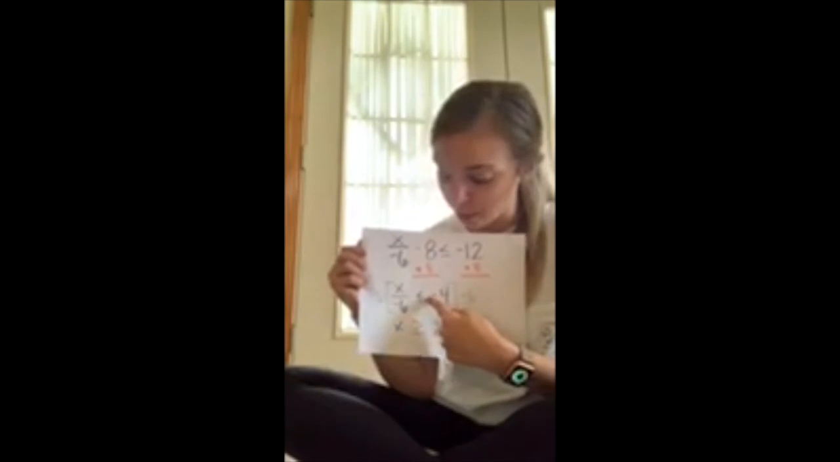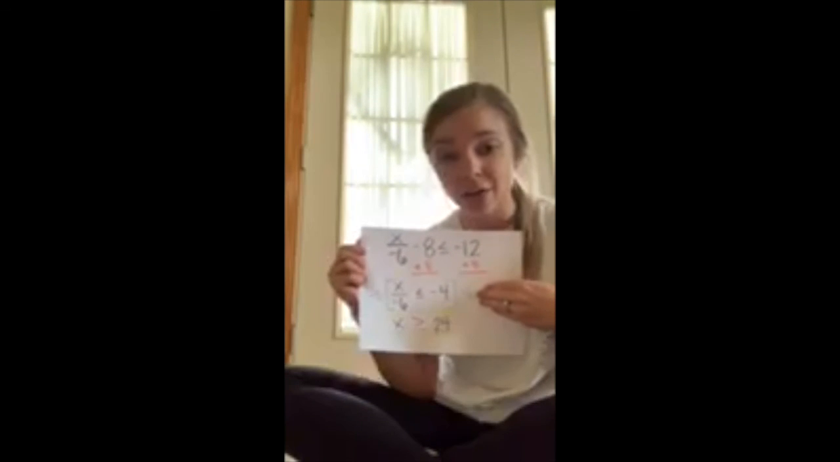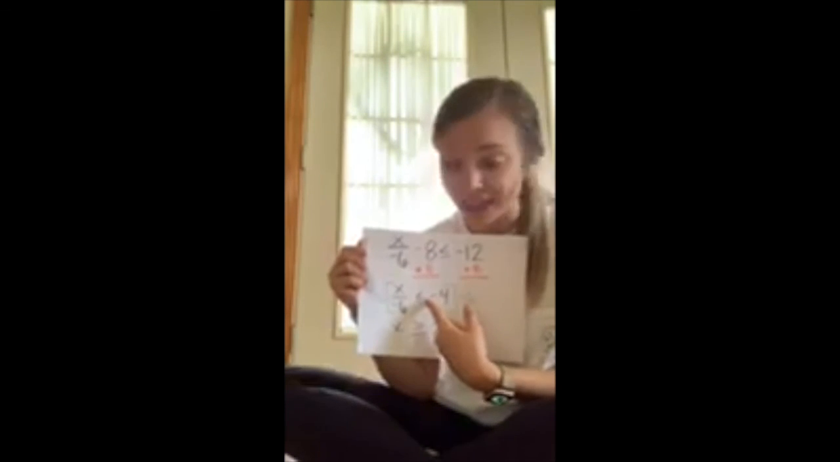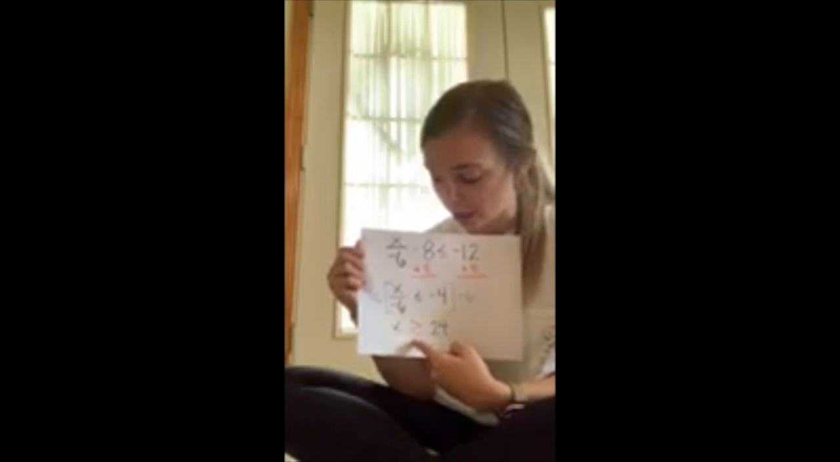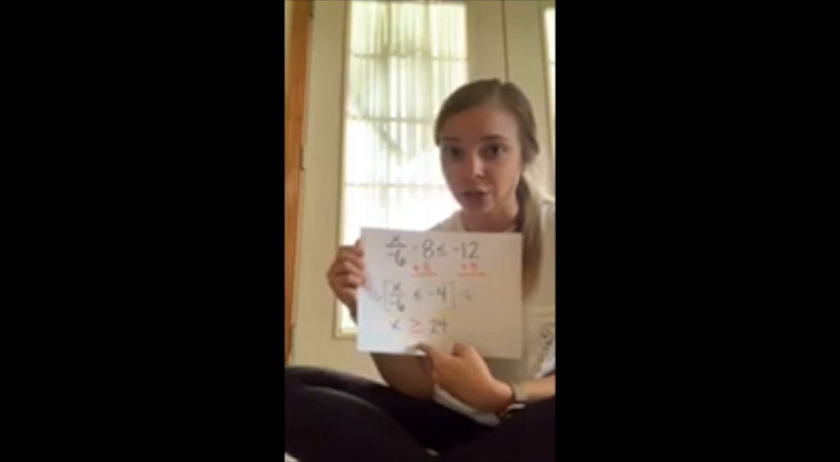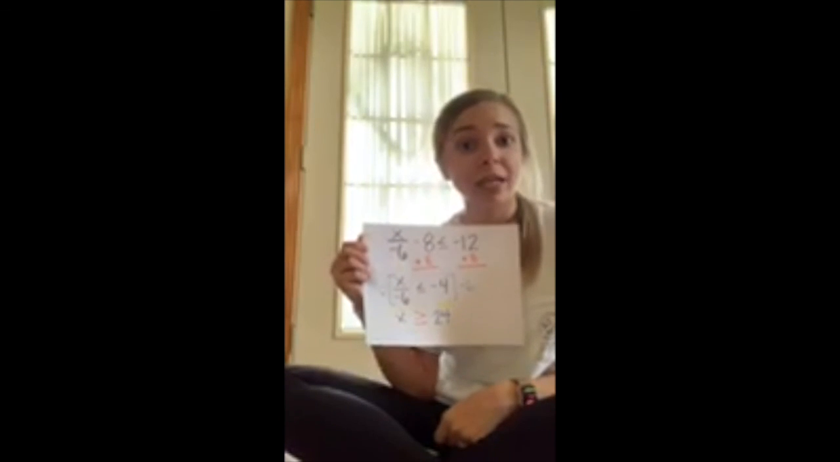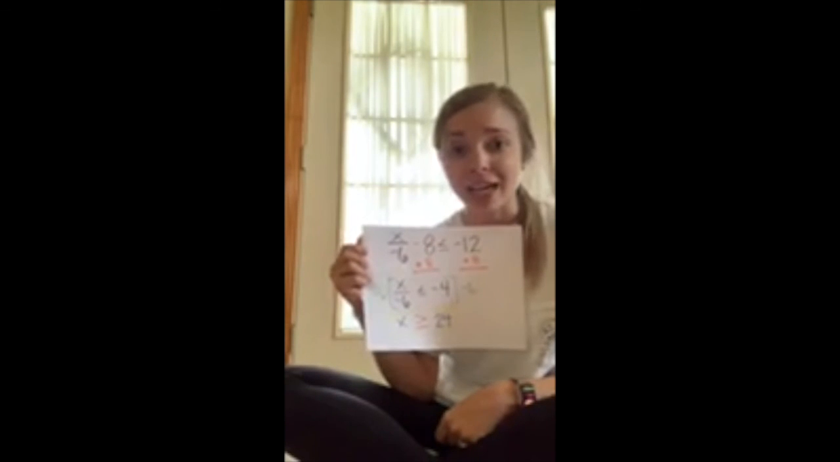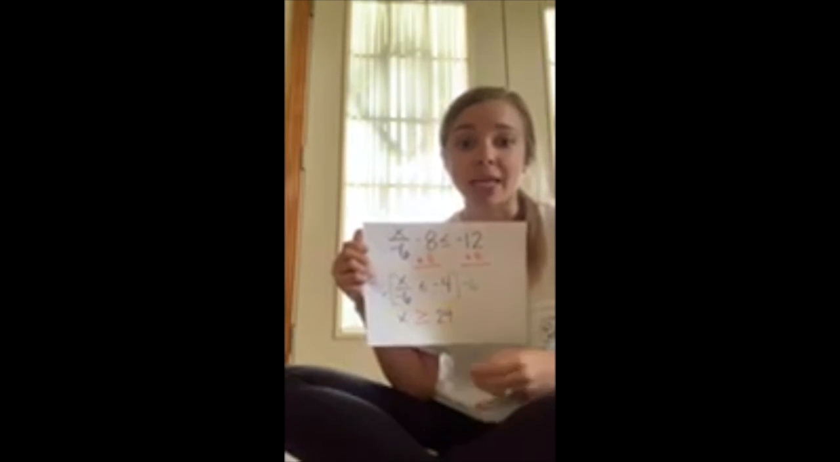And from this step, remember, we just multiplied through the whole entire thing in this step by a negative. So we are going to have to flip that less than or equal to symbol to a greater than or equal to symbol for our final answer. Remember, the main thing to remember is just flip the sign if you multiply or divide by a negative number.